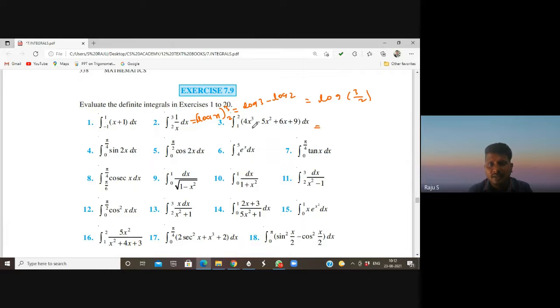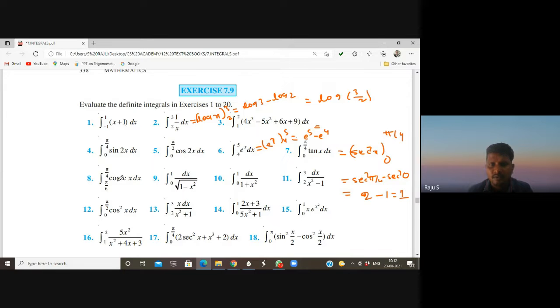For example, this question: the integral of e power x is e power x, from 4 to 5. First upper limit: e power 5 minus e power 4. That's it. Next, the integral of secant square x is tan x, from 0 to pi by 4. The answer is secant square pi by 4 minus secant square 0. Secant square pi by 4 is root 2 squared, which means 2. 2 minus secant square 0. What is secant 0, student? 1. So the answer is 1.